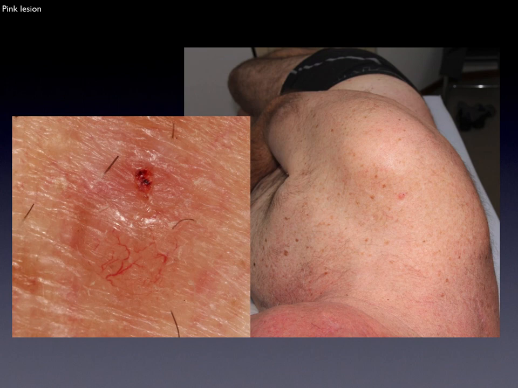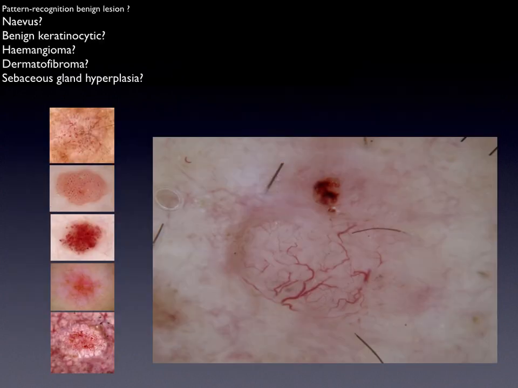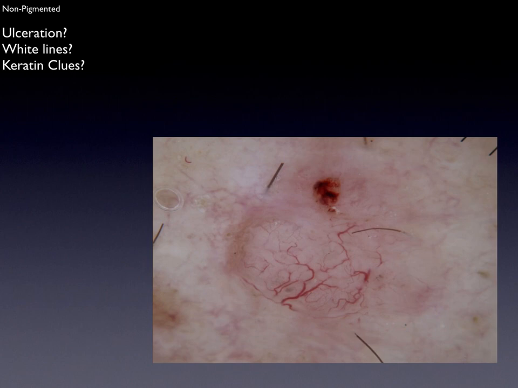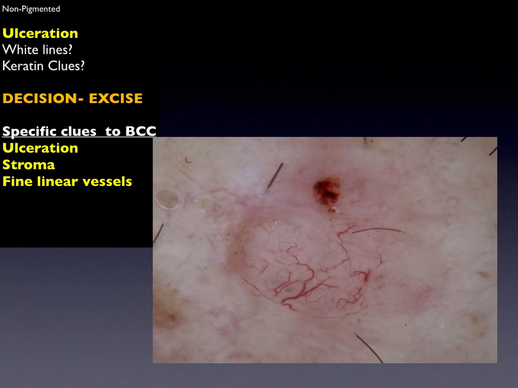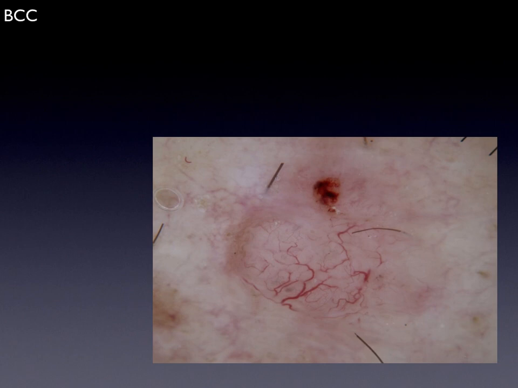Now we have a pink lesion on this man's shoulder, and we cannot make a pattern recognition diagnosis of any of the 5 common benign lesions. We put this non-pigmented lesion through the decision algorithm, prediction without pigment. The first thing we look for is ulceration, and it is present, so we make the decision to excise this lesion. And we look for specific clues to the diagnosis. And this lesion has ulceration, it has BCC stroma, and it has fine linear vessels, all consistent with a diagnosis of basal cell carcinoma.